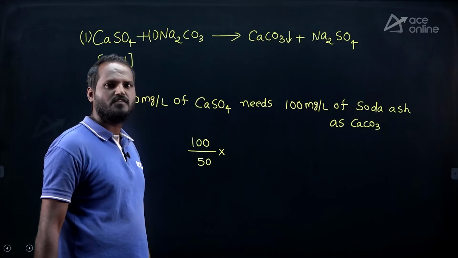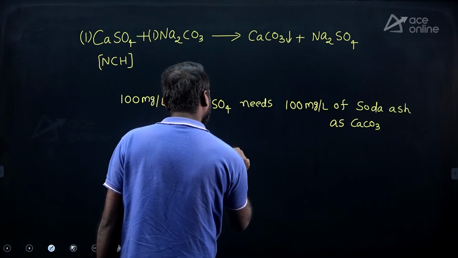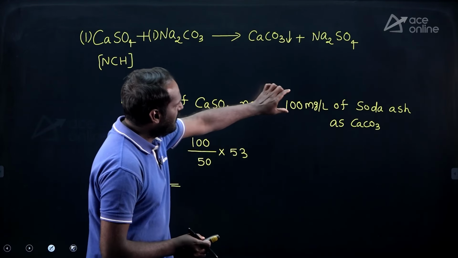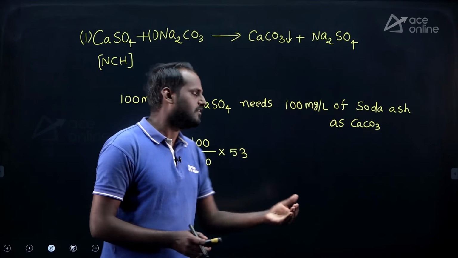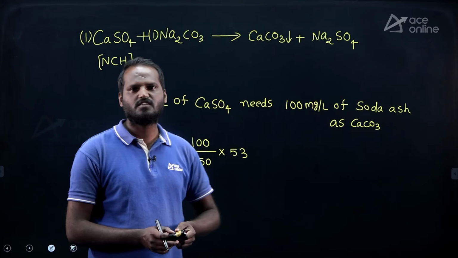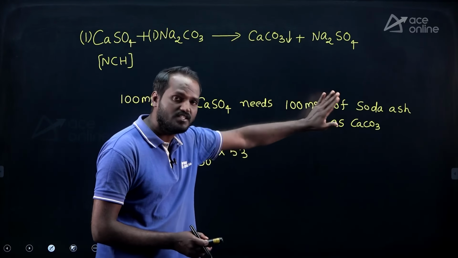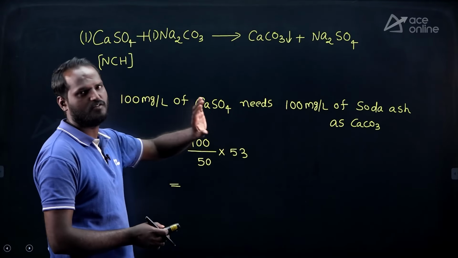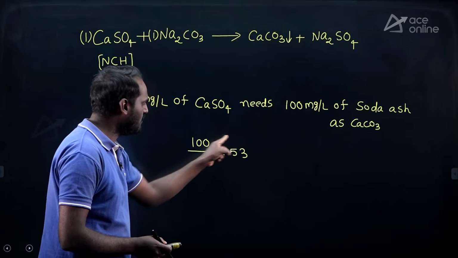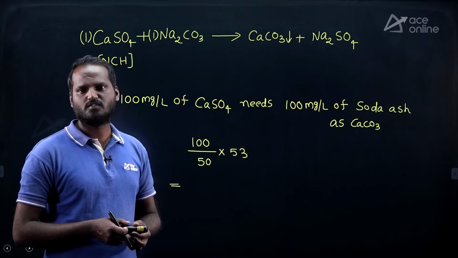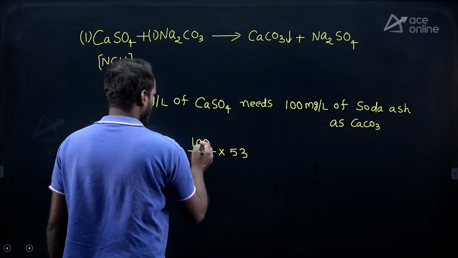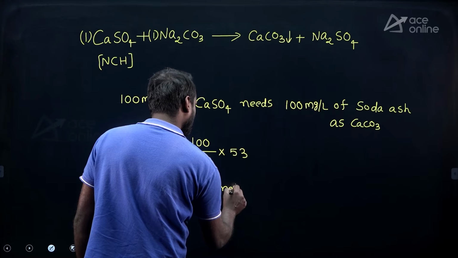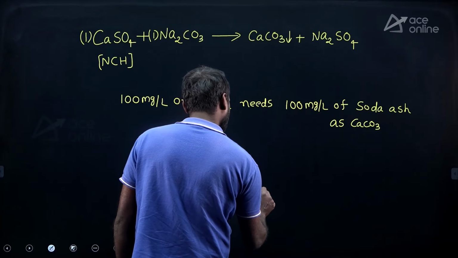What is the equivalent weight of soda ash? The equivalent weight of soda ash is 53. Earlier, this 100 milligram per liter is needed for the reduction of this CaSO4 non-carbonate hardness. In terms of CaCO3 it is there, but we need to convert that from CaCO3 terms into Na2CO3 terms. You must multiply that with the equivalent weight of Na2CO3. That is what I did. You will get 106 milligram per liter as soda ash.